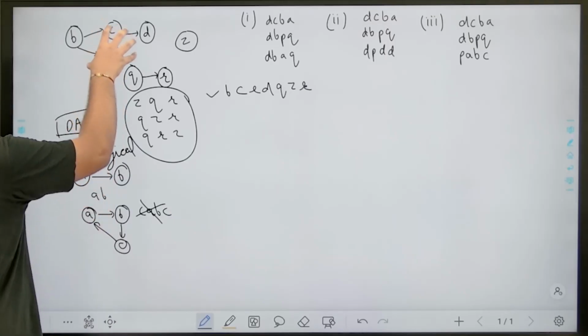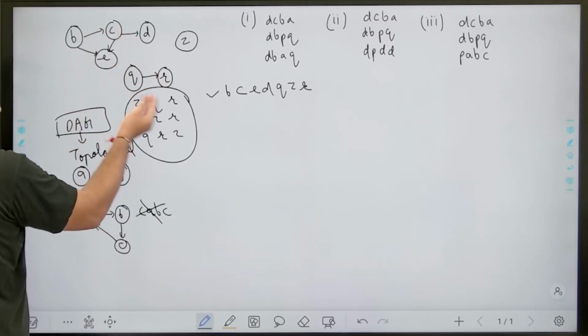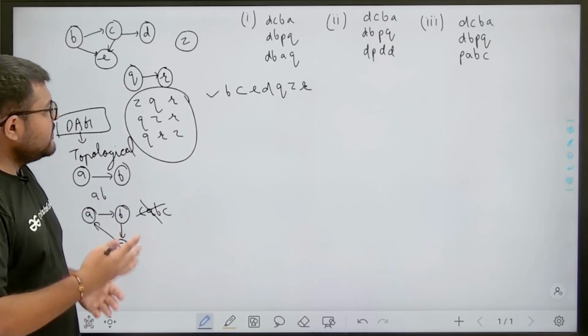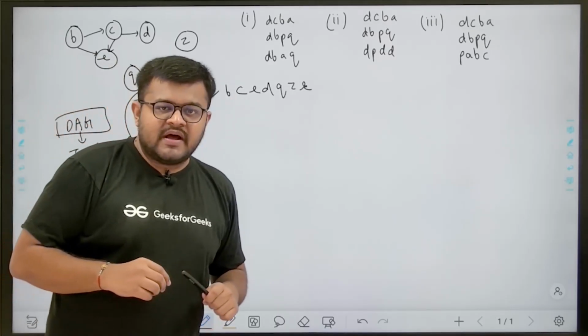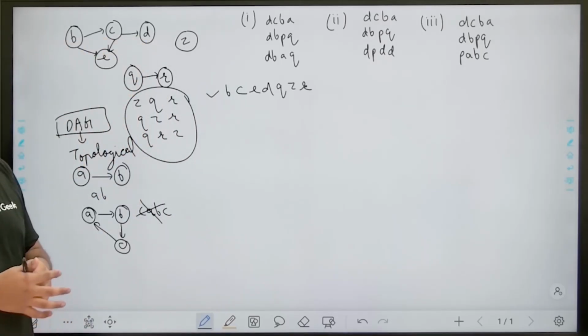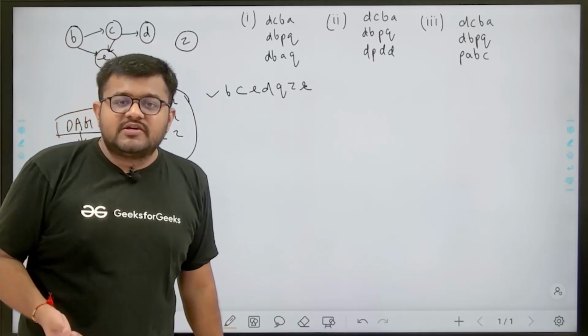Also there is no relation between this and this, so Q can come anywhere in between, but Q should come before R, right? So there can be multiple possible answers. This is one of the possible answers. Now how will we get this graph? So basically we will get that graph by comparing strings.